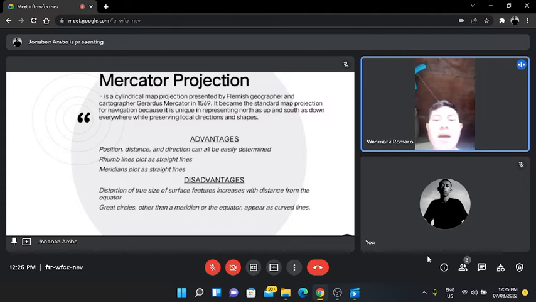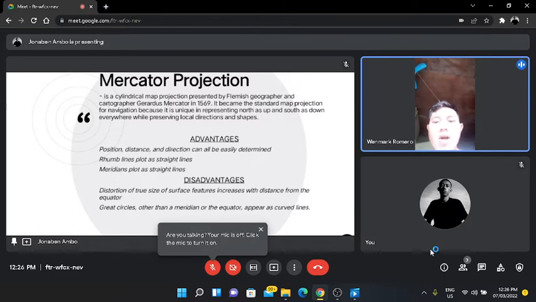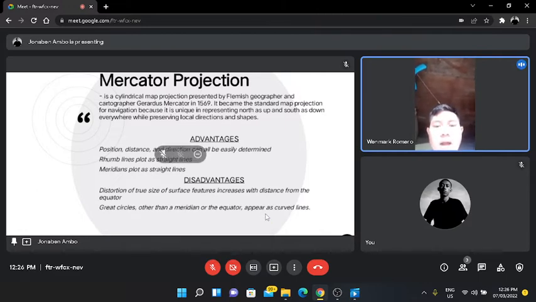So there are advantages of the Mercator projection. First advantage is the position, distance, and direction can all be easily determined. Second is the rhumb lines plot as straight lines. Third is meridians plot as straight lines. The disadvantages: first is distortion of true size of surface features increases with distance from the equator. The second is great circles other than a meridian or the equator appear as curved lines.